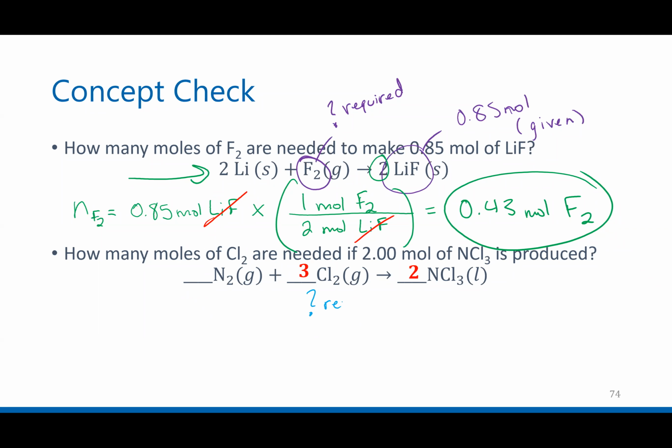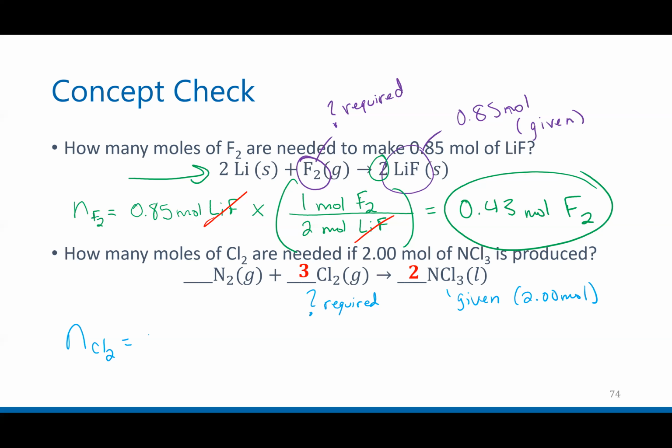Okay, so that means the chemical I'm looking for is chlorine. The chemical I'm given is NCl3, and it tells me it's 2 moles. You do not have to write this stuff down. Don't worry. This is just me trying to wrap my head around this before I get started. Okay, so I'm looking for moles of chlorine.